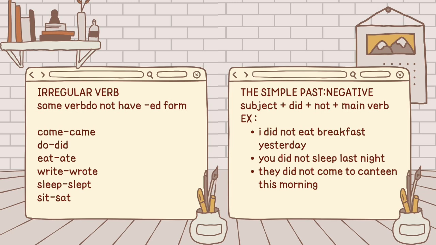Not every verb needs the final ed. There are irregular verbs that don't have an ed form, such as came, ate, wrote, slept, and sat. Simple past for the negative, we use subject plus did plus not plus main verb. For example, you did not sleep last night.